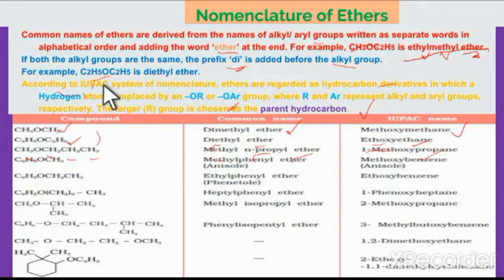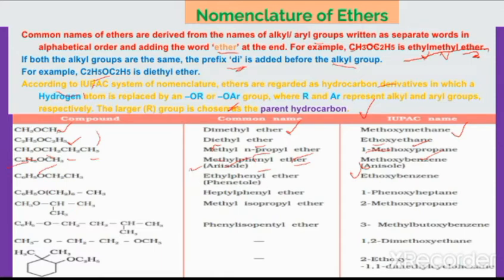Another compound is C6H5OCH3. This is known as methyl phenyl ether. The common name is anisole, whereas the IUPAC name is methoxybenzene. Anisole is also accepted as the common name for this compound.